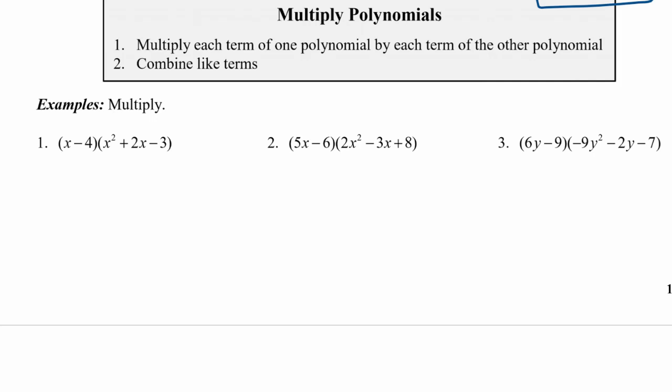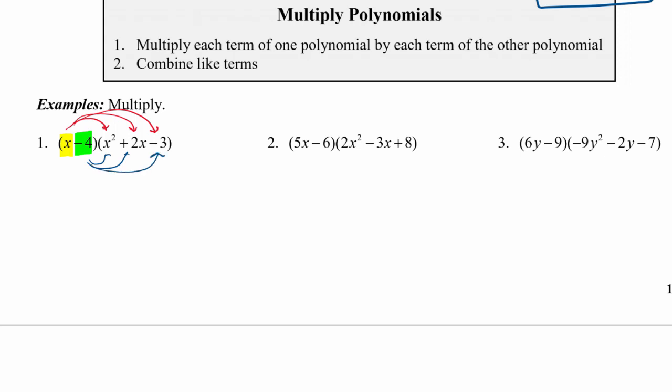We will continue our work with multiplying polynomials, and here look at these three examples. We are multiplying a binomial times a trinomial, so we are going to use the same method, which is that we're going to distribute. We will distribute the x first in all three terms of the trinomial. So we will multiply that x 3 times, and then we will distribute the -4 in all three terms of the trinomial and combine like terms.